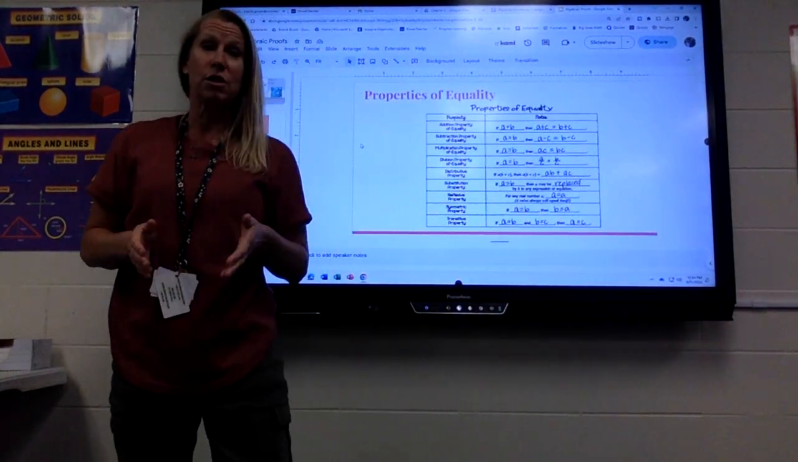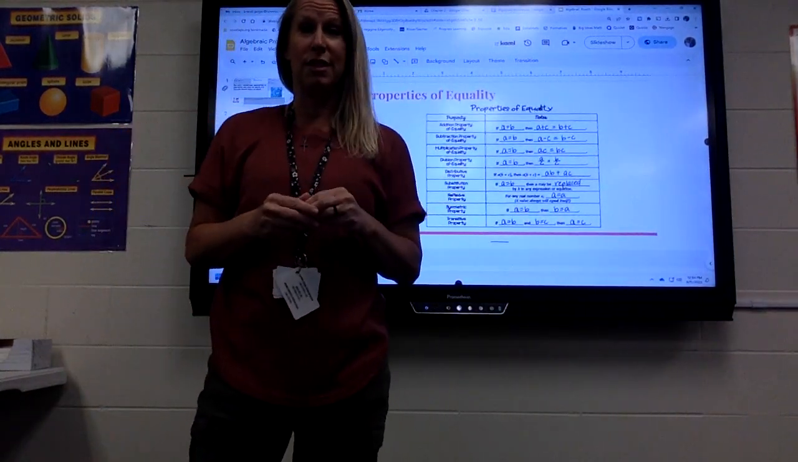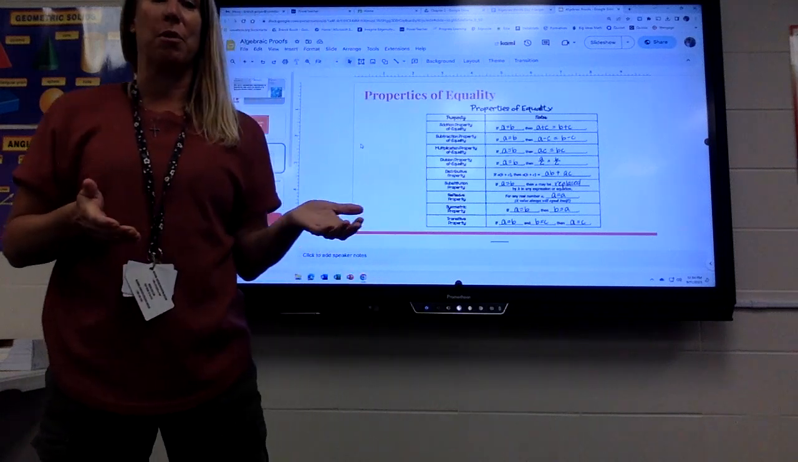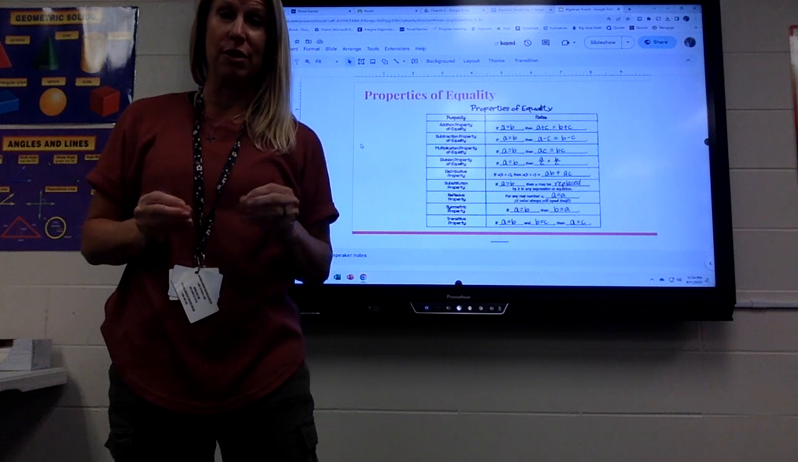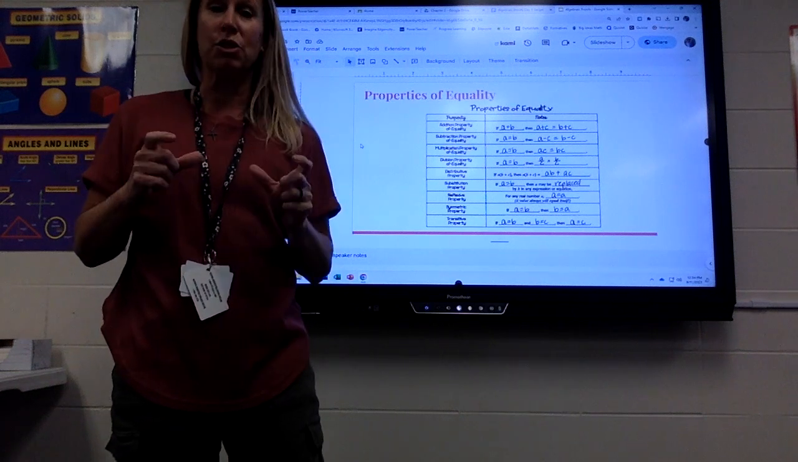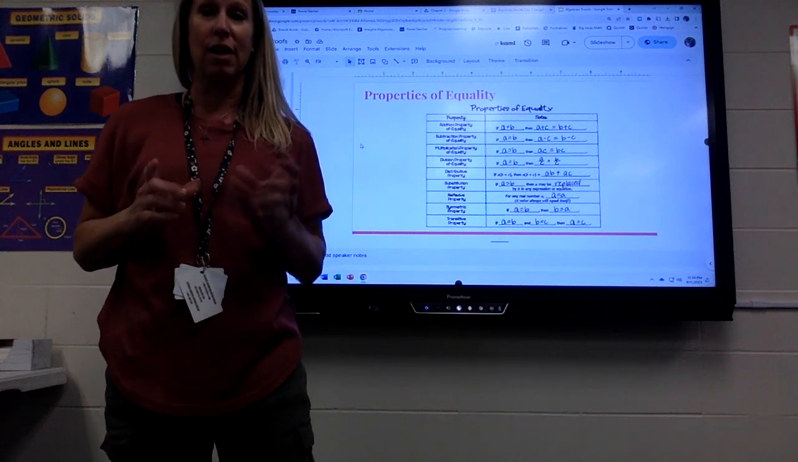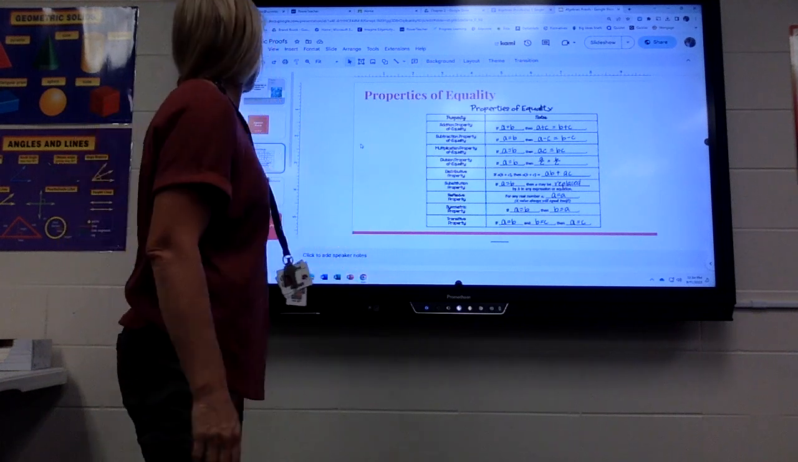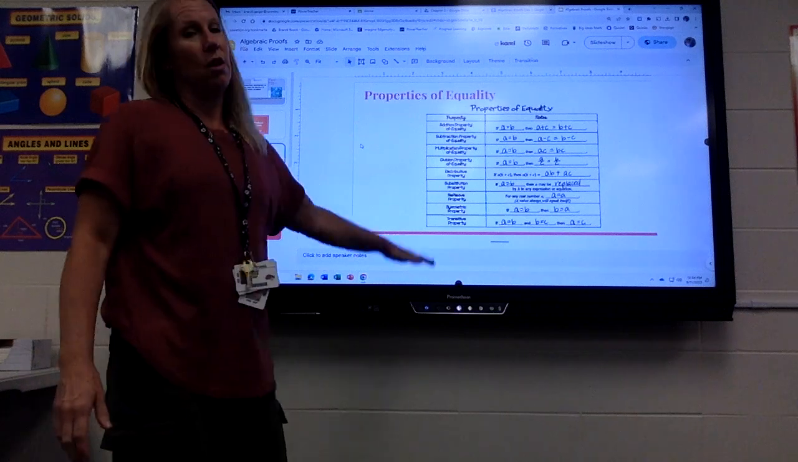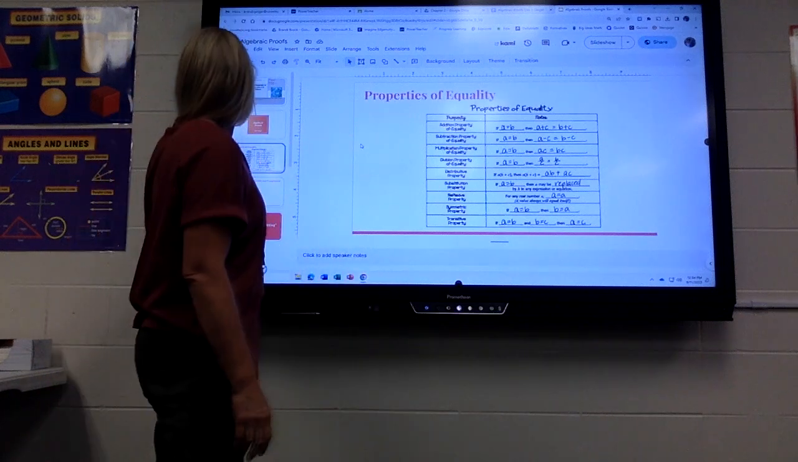Okay, so today we're going to start writing proofs. And so you have to know all the properties. So make sure that you get all your notes in your notebook written down. I've got all the pictures of what the notes are supposed to say in the Google Classroom. So make sure you get all your notes written down. First I want to talk about all these different properties right here.